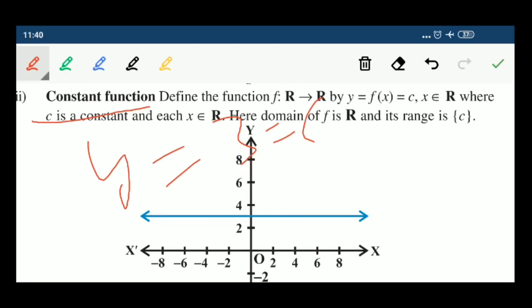Already in 9th class we have learned this, when they told us to draw the graph for y equals 3. That is an example of a constant function. Here x equals minus 2, whatever value we take. So that type of function is known as a constant function. So remember, its domain is all real values, and its range remains the same, that is c.